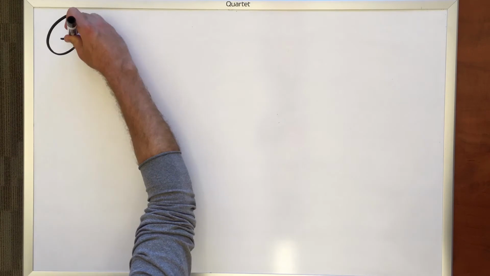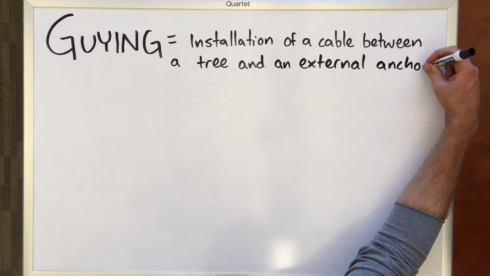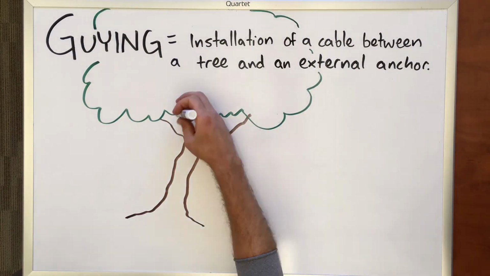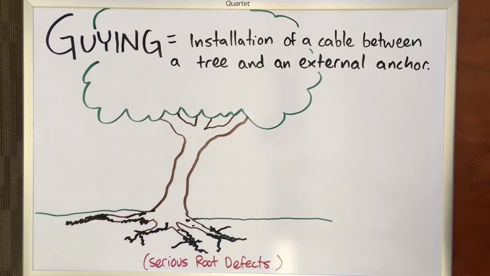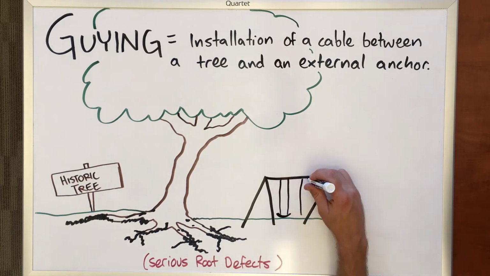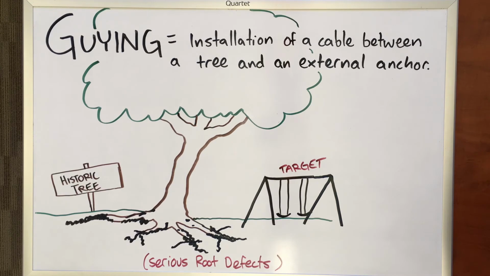Guying is the installation of cable between a tree and an external anchor to provide supplemental support and reduce tree movement. This technique is appropriate for trees that have serious root defects but cannot be removed due to their cultural importance. Guying is also useful to keep trees upright when there is concern that a tree may fall in the direction of a target. It is important to remember that guying tends to be permanent because the tree will likely come to depend on this mechanical support.